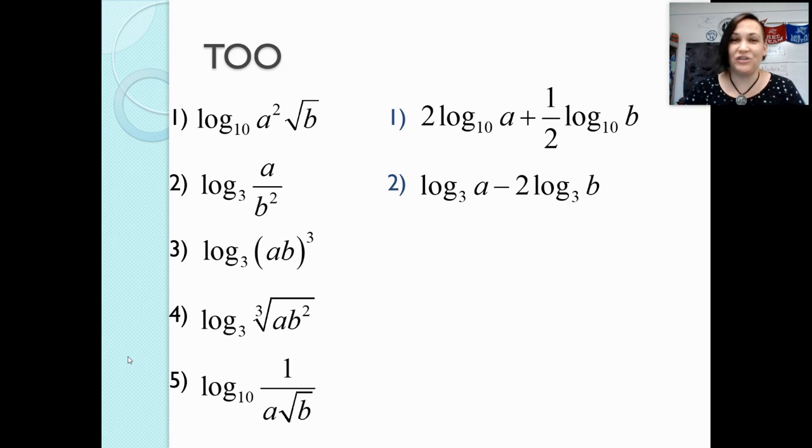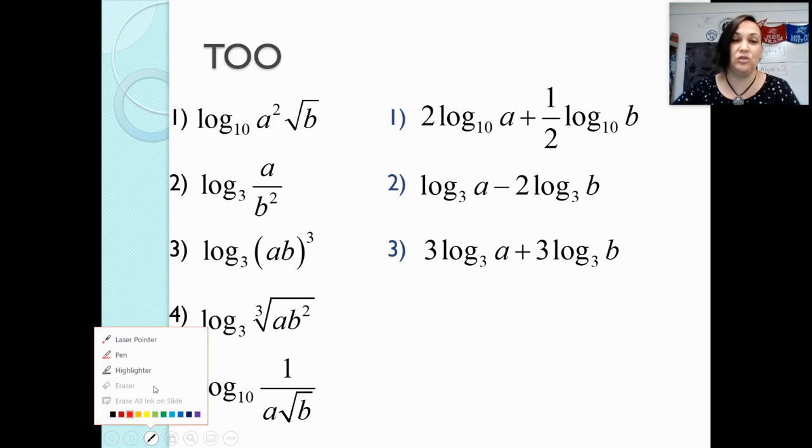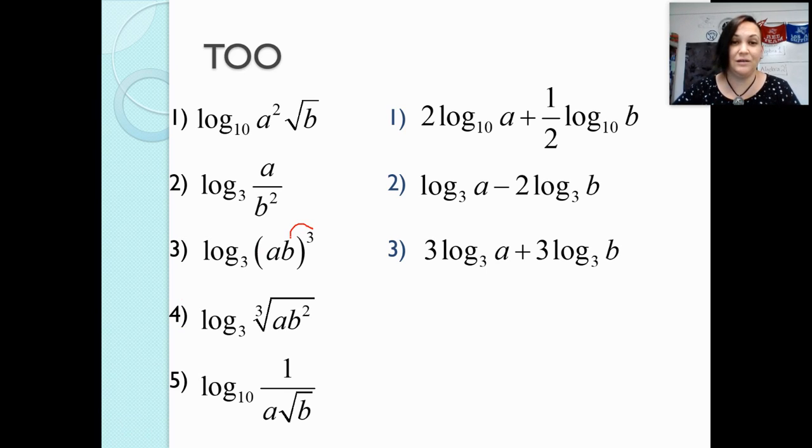Number 3 was a little bit tricky. Make sure that you distributed your exponent to your a and your b before you expanded. So since the exponent of 3 gets distributed to both letters, right, here and here, both of my logs will end up with a 3 in front of it.